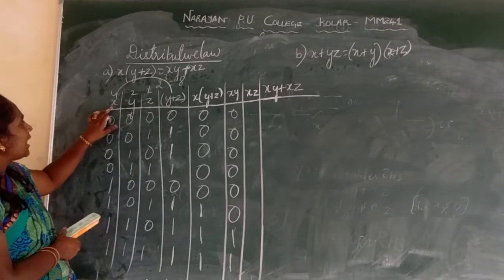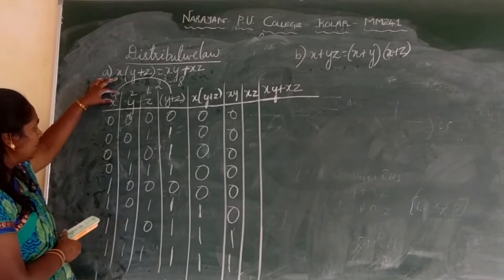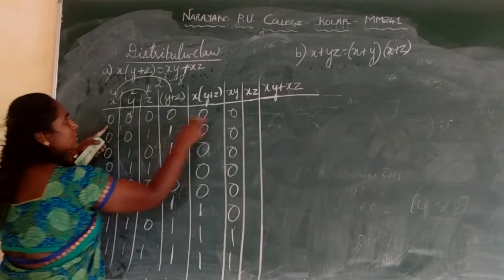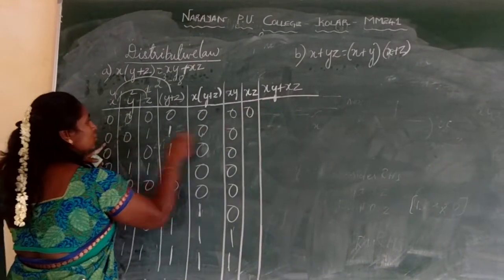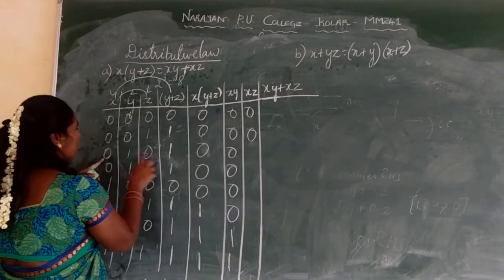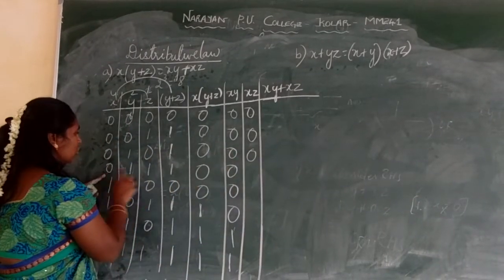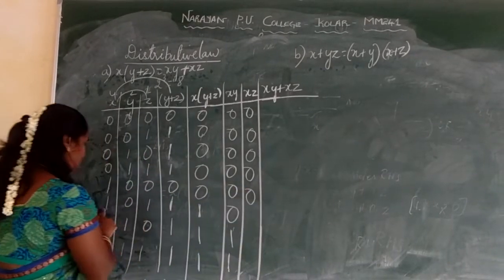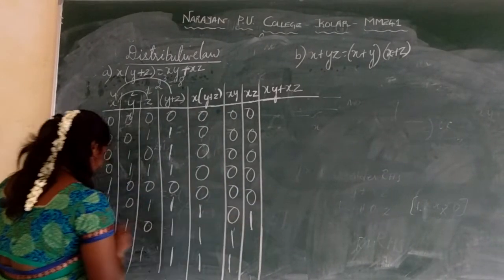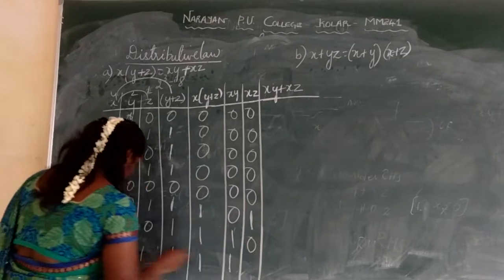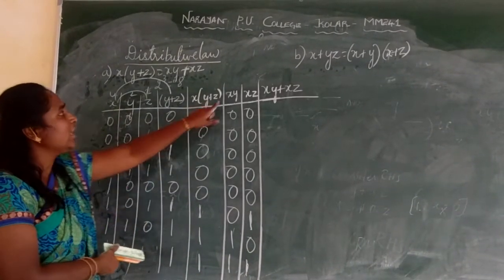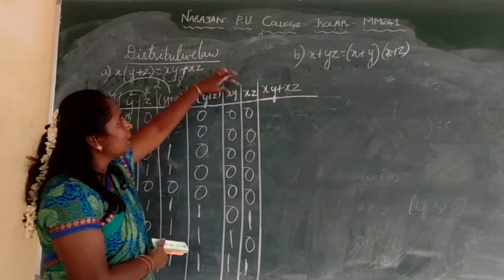Now you multiply for xz. Do a logical multiplication between these two. 0 into 0 is 0, 0 into 1 is 0, 0 into 0 is 0, 0 into 1 is 0, 1 into 0 is 0, 1 into 1 is 1, 1 into 0 is 0, 1 into 1 is 1. So, you have got the expressions xy and xz.